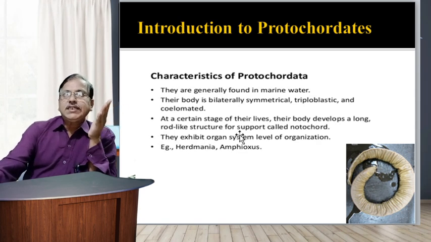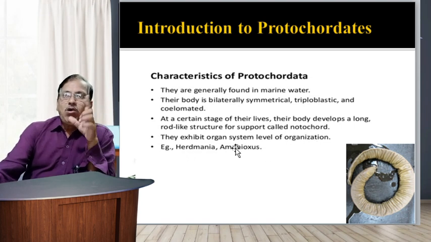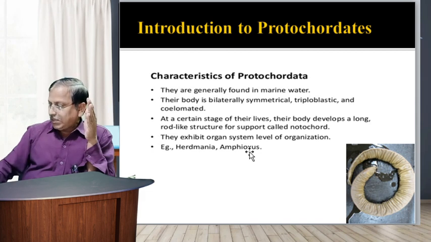At a certain stage of their lives, their body develops a long rod-like structure for support called a notochord. Notochord is present in the Protochordata. They exhibit organ system level of organization, meaning the systems are clearly exhibited. Examples are Herdmania or Amphioxus, these animal groups.